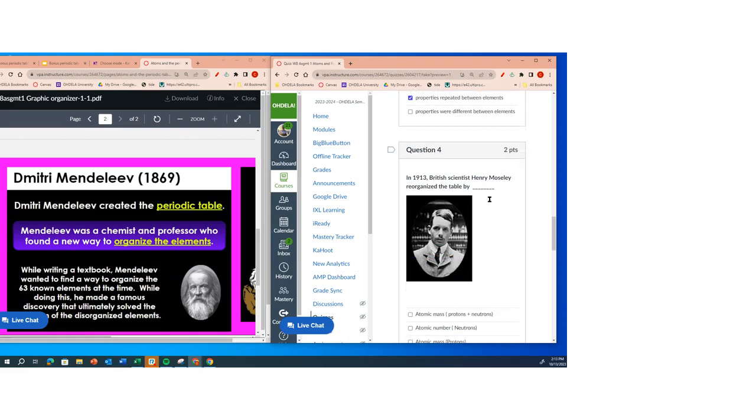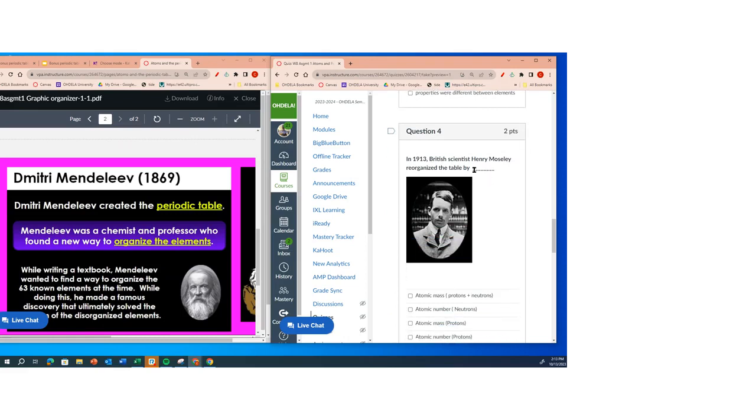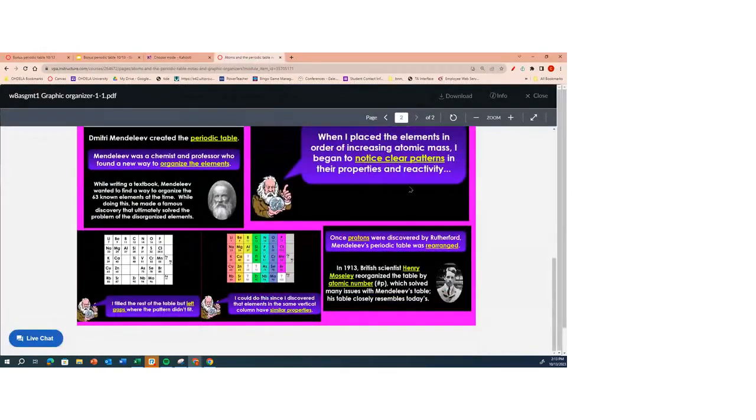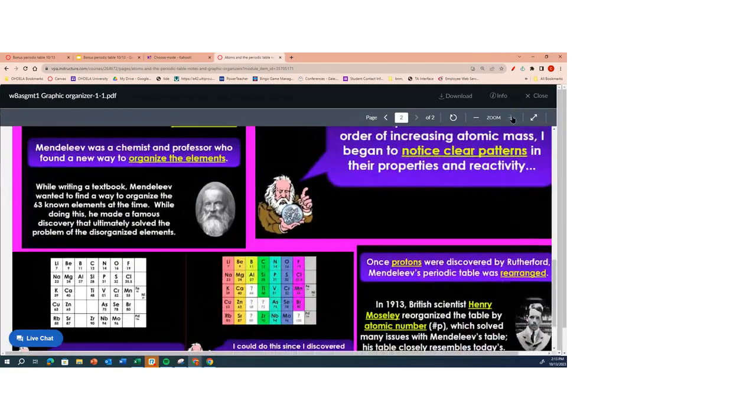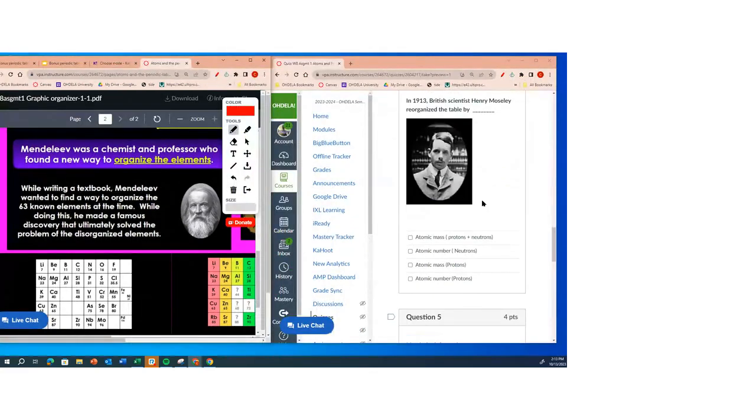All right. In 1913, British scientist Henry Moseley reorganized his table by what? What did he reorganize it by? You can see that he said he reorganized it by this thing here and this thing there. So those two things. Okay, so let's take a look. What is that? Is that A, atomic mass, protons and neutrons, B, protons, atomic number, neutrons, C, atomic mass, protons, or D, atomic number, protons?